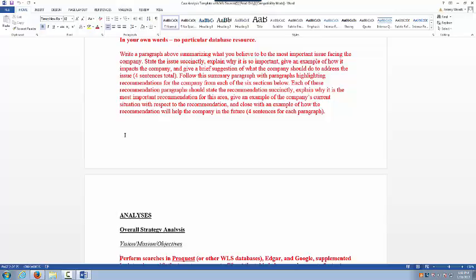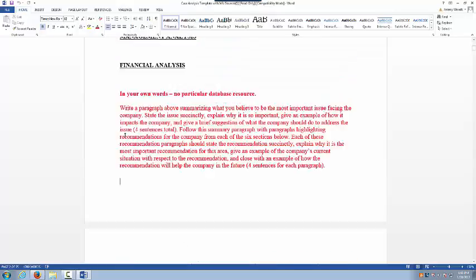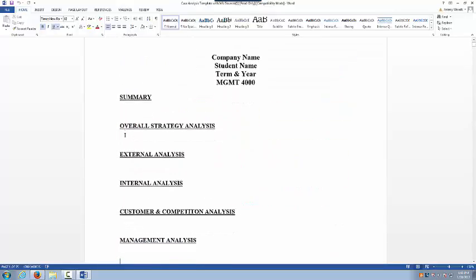State the recommendation in the first sentence. You're going to explain why it's important in the second sentence. You're going to give an example of how the company's situation is impacted by that recommendation currently. And then your 4th sentence is going to give an example of how following that recommendation would improve the company's operations. 4 sentences again for each of these 6 summary sections.